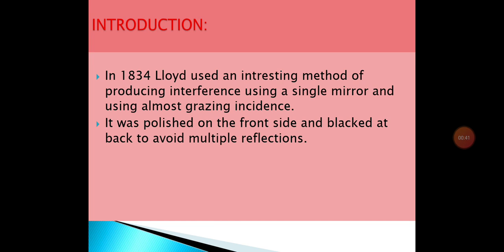He used this single mirror and almost grazing incidence in order to get the two coherent sources. This mirror was polished on the front side and blacked at the back to avoid multiple reflections. So we take the monochromatic source of light S from which the light will fall on the mirror.